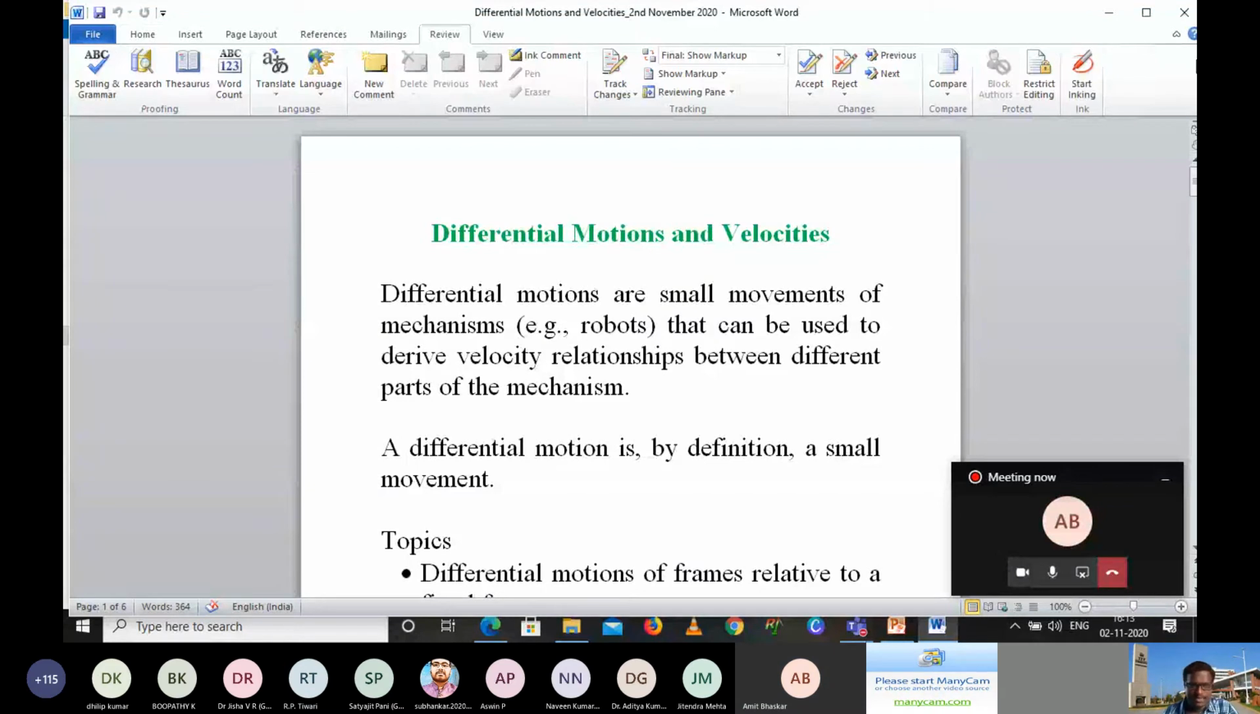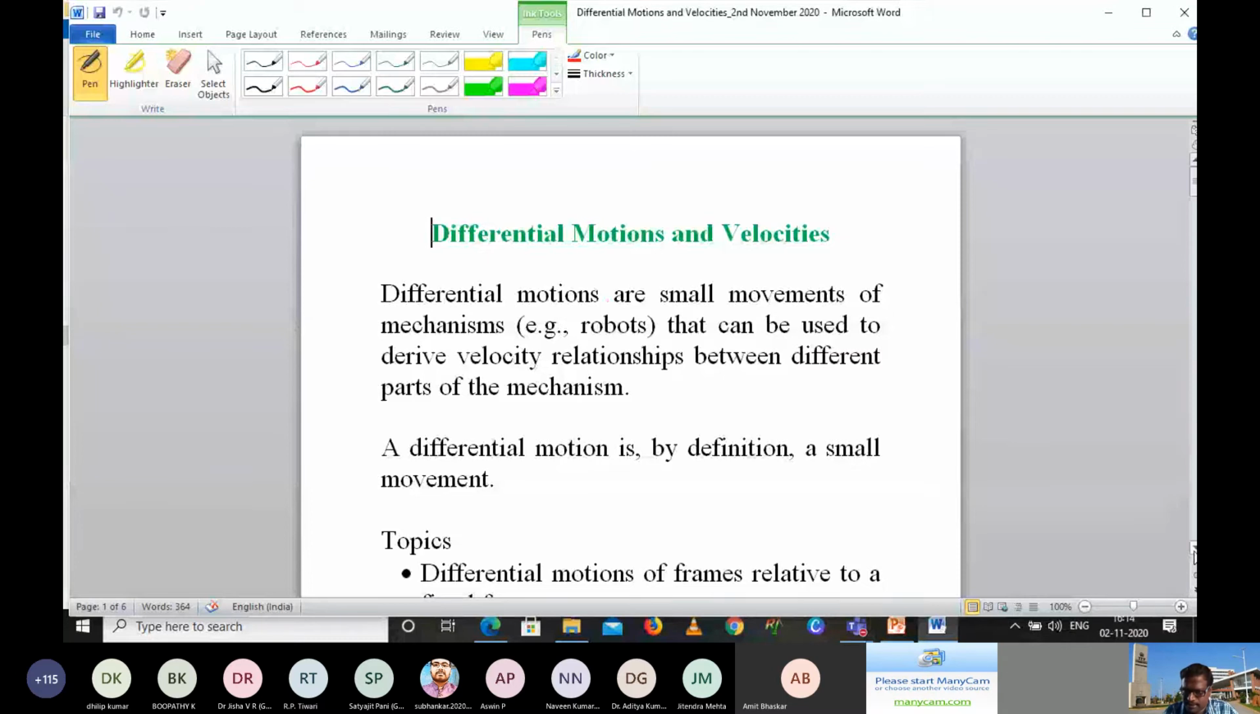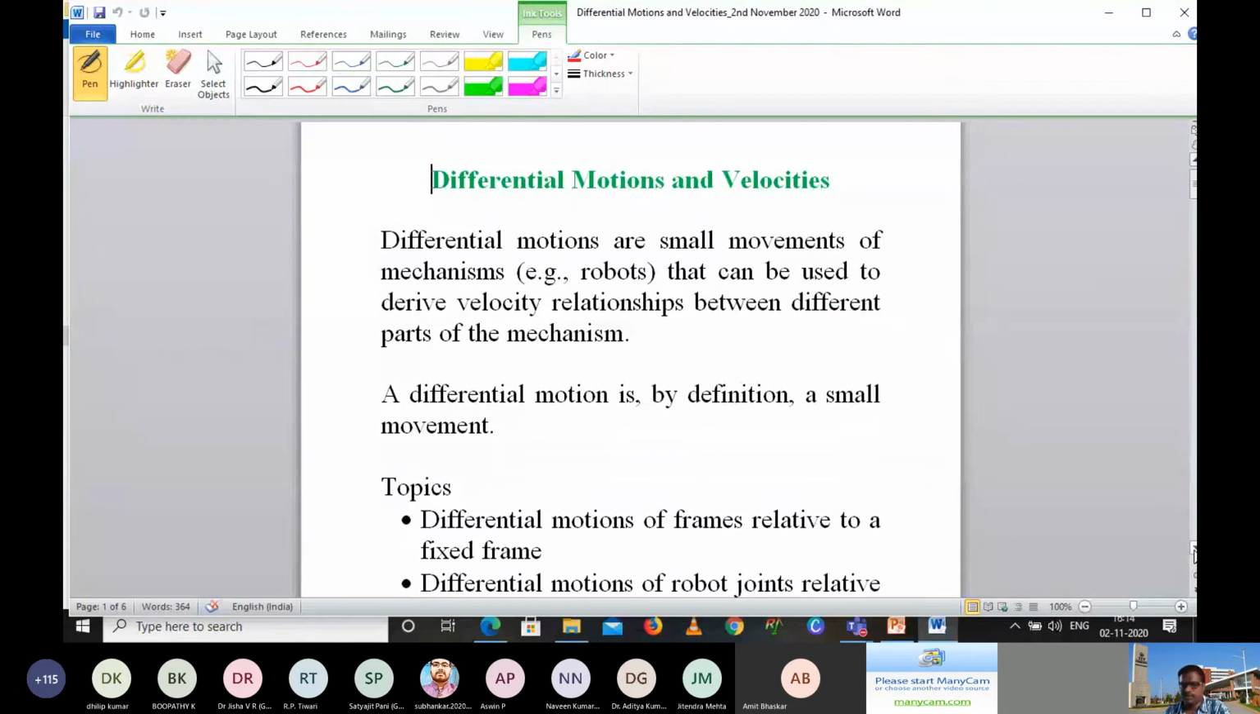Sorry. So the next very important thing is differential motions and velocities. Before going to dynamics, you have to know what motions and velocities are playing a key role in mechanisms, particularly in robotics. So I want to brief about some of these terms. Please listen here. The term differential motion itself says that differential motion means a small movement of mechanisms. That is very important. You have a very small movement, that is called differential motion.